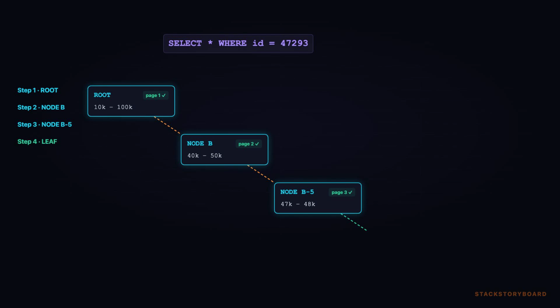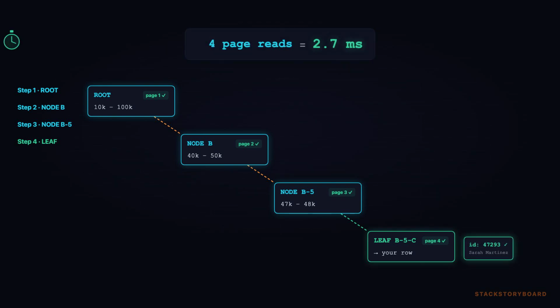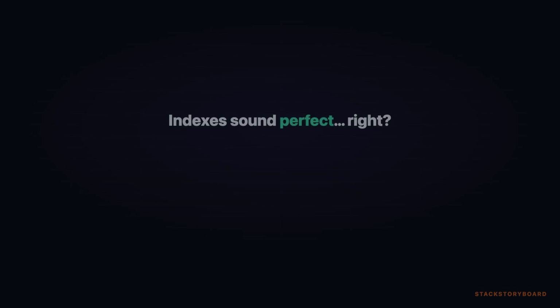Step 4. Read leaf node B5C. There's your row. 4 page reads, 2.7 milliseconds. The database never touched the other 99,999,996 rows.